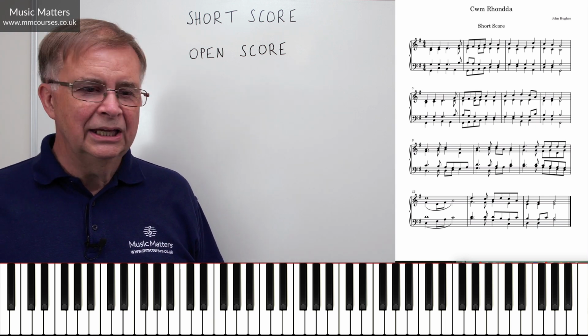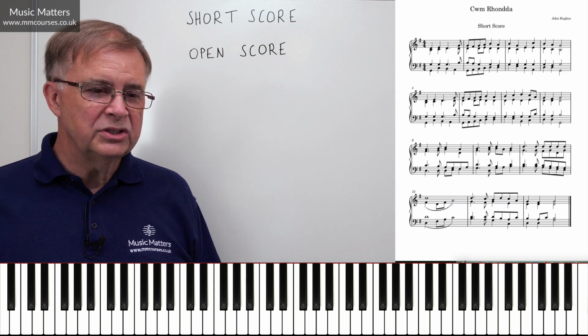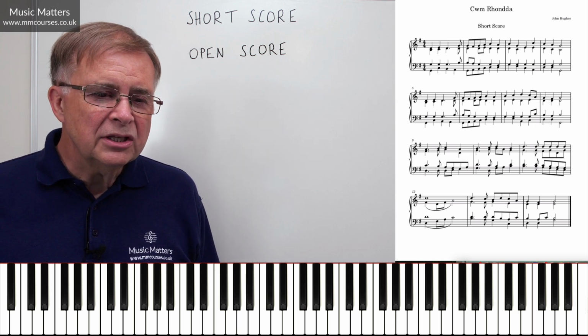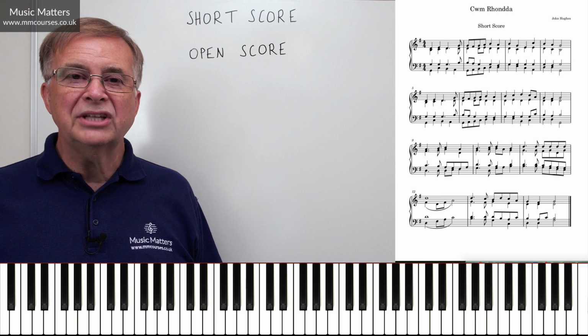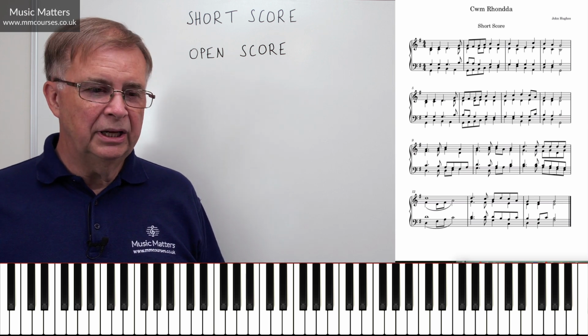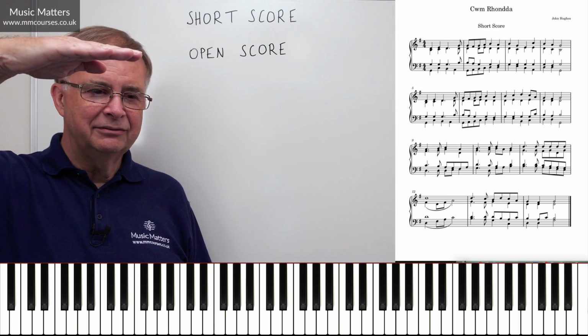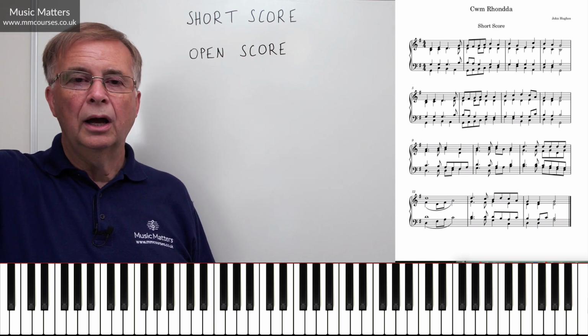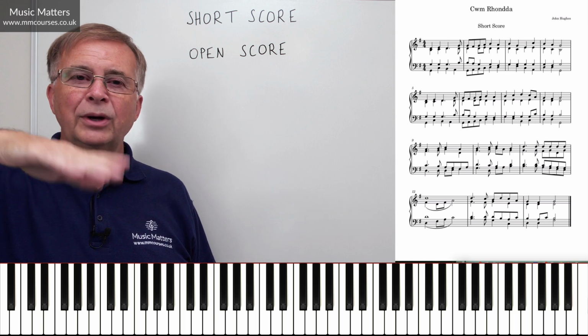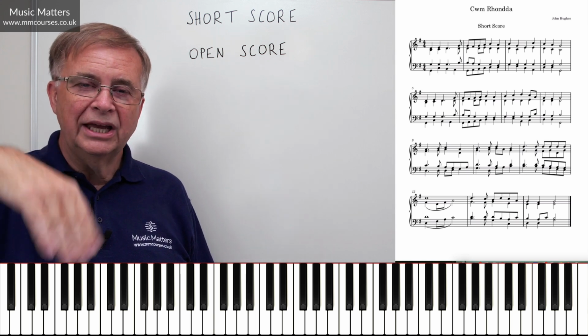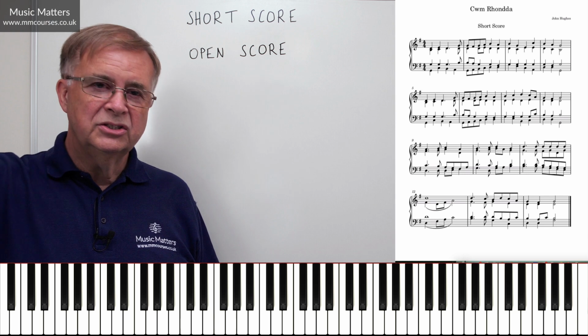When you're writing in short score, if you want to know how to do this, you notice that the normal rules about stem direction don't apply. Normally we have this rule that says when you're on the middle line of a stave, the stem could go up or it could go down. When you're above the middle line, the stems go down. When you're below the middle line, the stems go up.